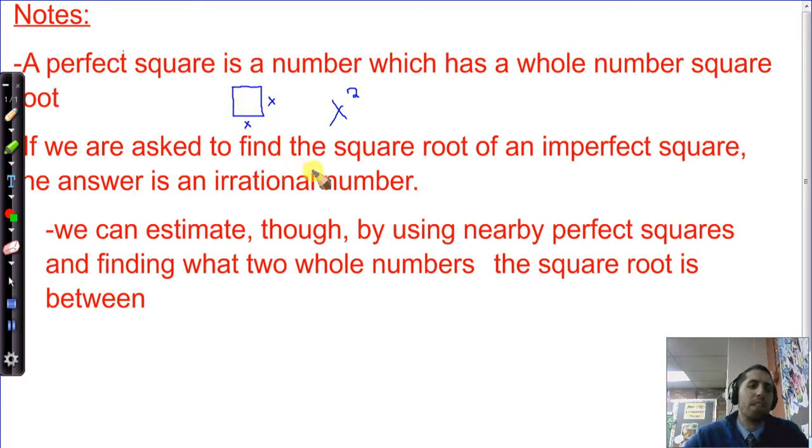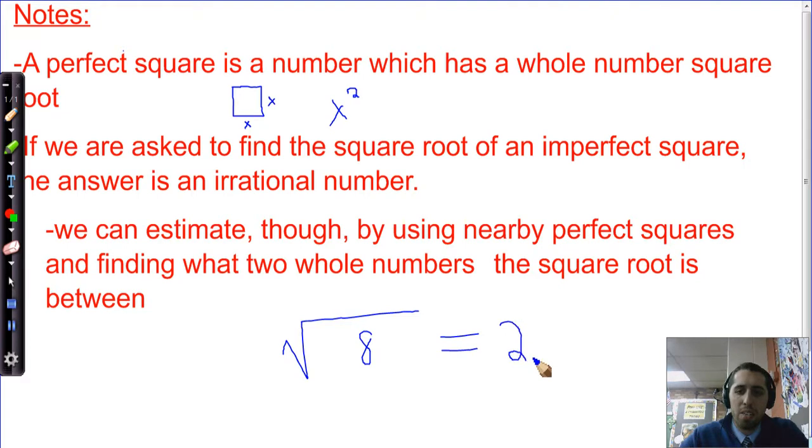Great. Second part, if we are asked to find the square root of an imperfect square, or something that doesn't have a whole number as the square root, then the answer is an irrational number. So for example, we know that the square root of 9 is positive or negative 3, but if I asked you about the square root of 8, you know it's got to be less than 3. So what number times itself equals 8? Well, 2 times itself equals 4. 3 times itself equals 9. It's probably going to be pretty close to 3, so maybe it'll be like 2.98.